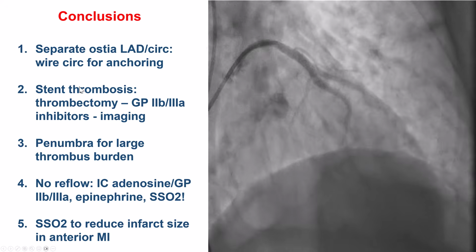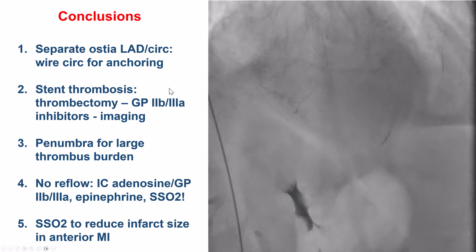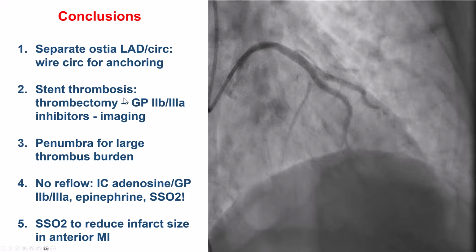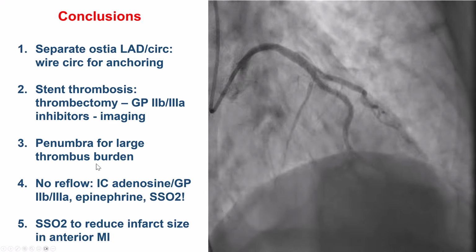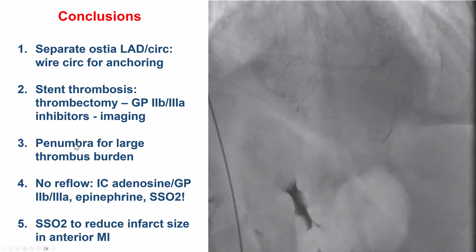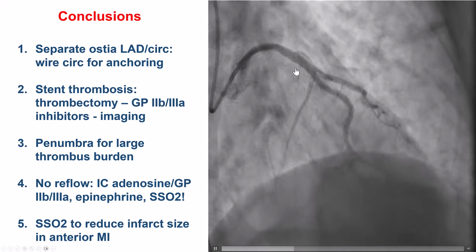What to do for stent thrombosis? We did thrombectomy and gave 2b3a inhibitors. We did intravascular ultrasound to make sure we have no underexpansion, which was true. And then we also did thrombectomy with the Penumbra device because we had a large thrombus burden.